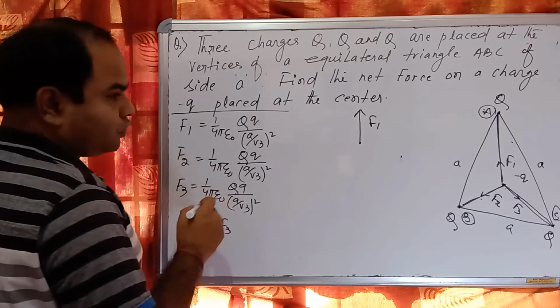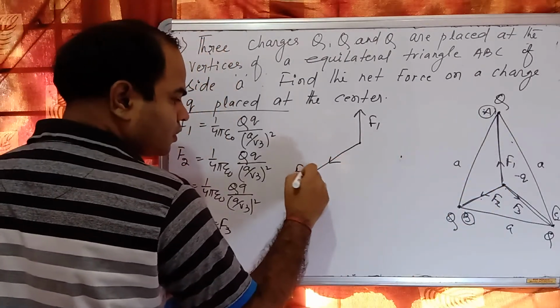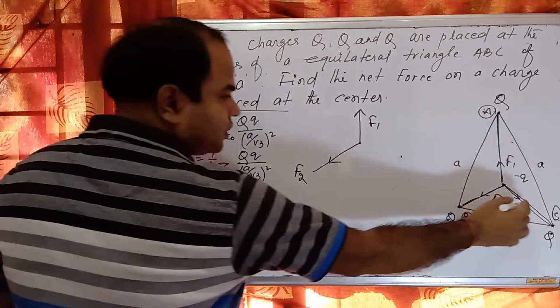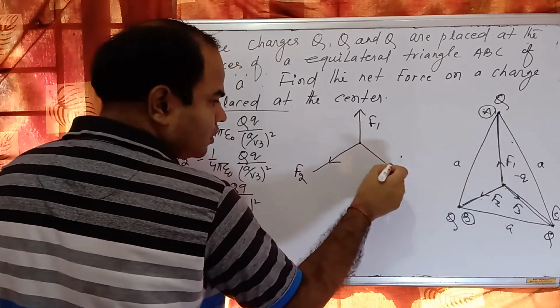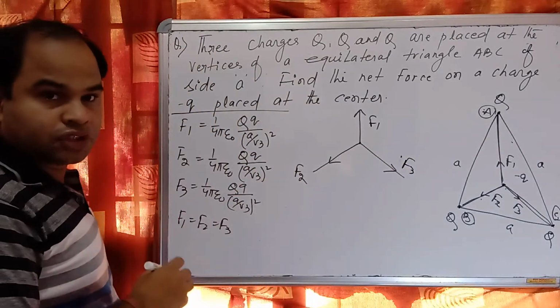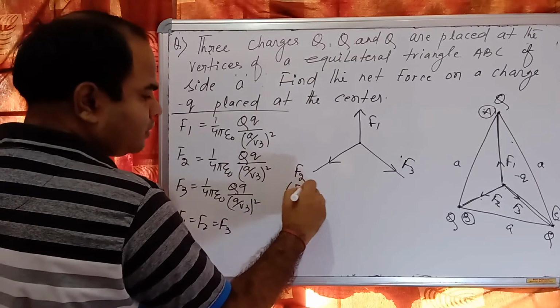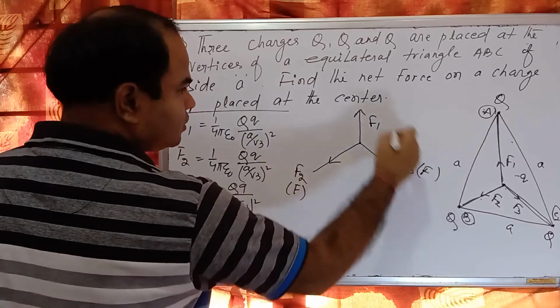So the direction of F2 is this way, and the direction of F3 is this way, and all are F. So we write F2 as F, this one as F, and this is also F.